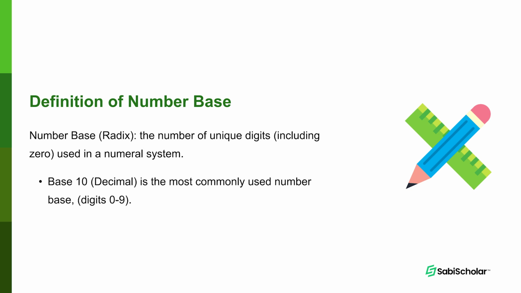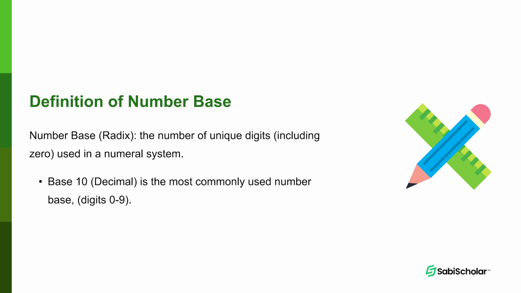That is in base 10, which is the decimal base. The digits used are 0, 1, 2, 3, 4, 5, 6, 7, 8, and 9. So in base 10, there are 10 digits being used, and they are 0 to 9. If you count 0, 1, 2, 3, 4, 5, 6, 7, 8, 9, those are 10 digits. And like I said, base 10 is the normal base we use. When we say numbers normally, those numbers are in base 10.